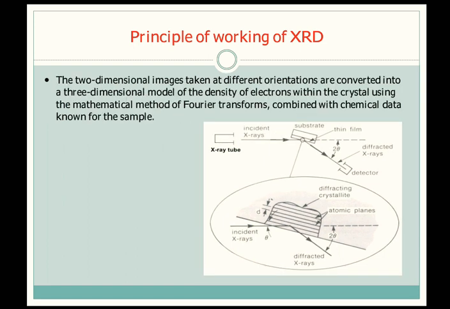The two-dimensional images taken at different orientations are converted into a three-dimensional model of the density of electrons within the crystal using the mathematical method of Fourier transforms combined with chemical data known for the sample. So after receiving the diffracted or scattered X-rays, this is analyzed by using complex methods of Fourier transforms, and the information can be obtained based on the study carried.